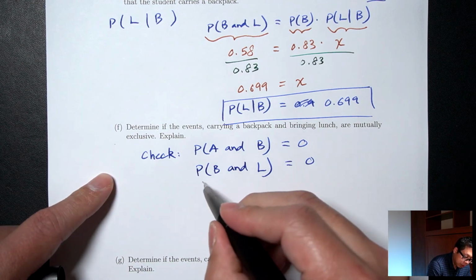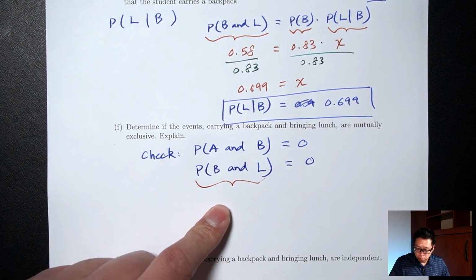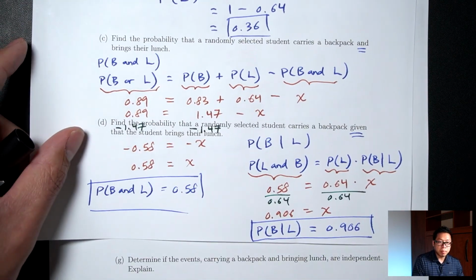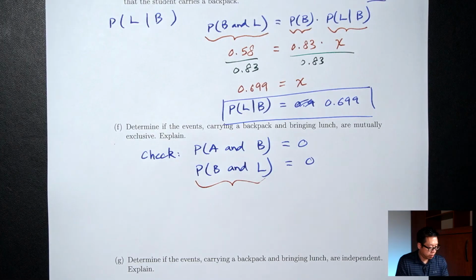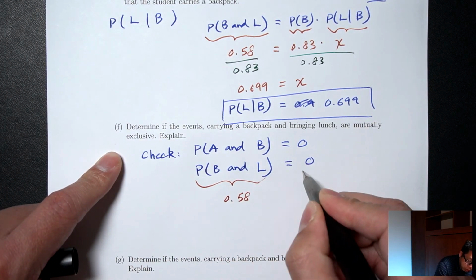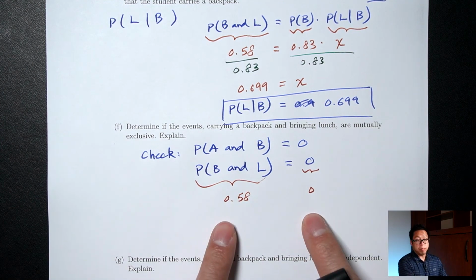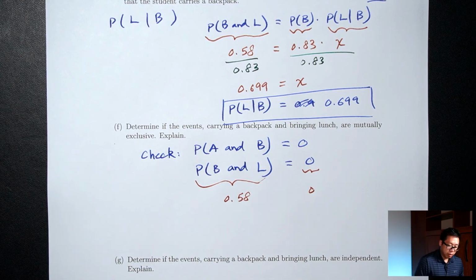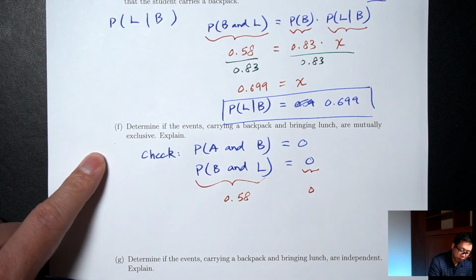Left side, probability of B and L, that we should have somewhere already. Right there, B and L, 0.58. Right side, there's nothing to do, it's just 0. Are they equal? No, they're not. So, to answer the question, this is not mutually exclusive.